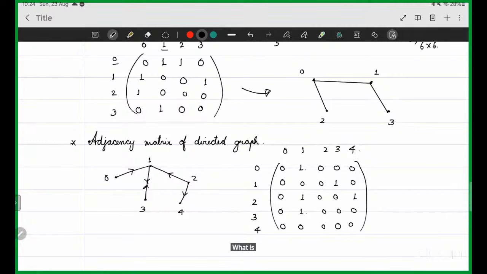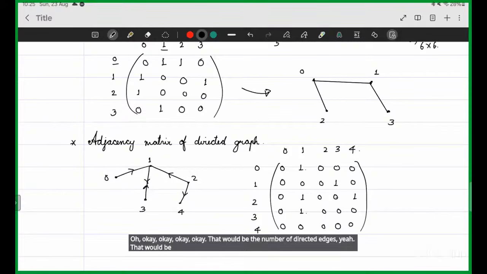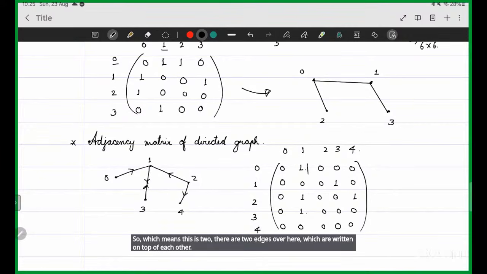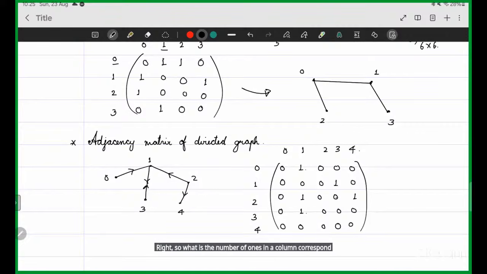What is 5? Where is 5? The number of ones in that row is 2, right? There's just 1 and 2, and that is exactly the number of outgoing edges. If I total all the ones possible, that will be 5, which would be the total number of directed edges. Which means that there are 2 edges over here, written on top of each other. So what is the number of ones in a column correspond to? The number of incoming edges, right?